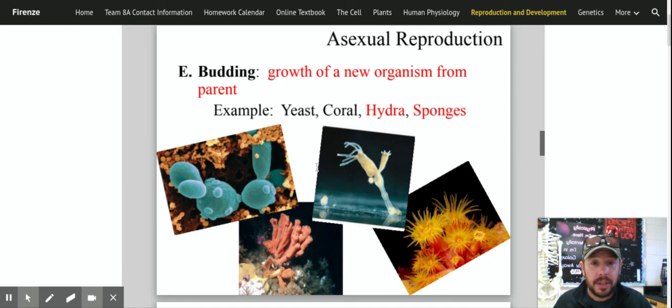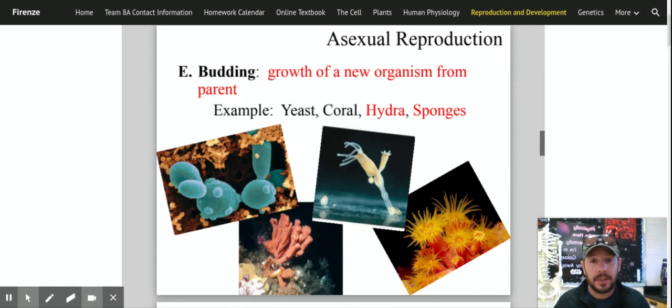So this picture here, this is called a hydra. Okay, you can see all the tentacles up here. It kind of looks like little octopus tentacles. We call it a hydra. And you can see a little baby hydra right here, okay, starting to grow out of the side. This is the new offspring. Okay, there's no female hydra. There's no male hydra. There's just hydra.